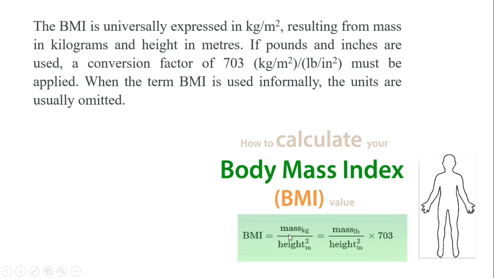Now this is the formula for calculation of BMI, or body mass index: mass in kg and height in meter. But if the mass is in pounds and height is in inches, then the factor 703 must be multiplied with that value, because it is a conversion factor from kg per meter square to pound per inch square. So when we convert kg per meter square to pound per inch square, we have to multiply by 703, because it is the conversion factor here.